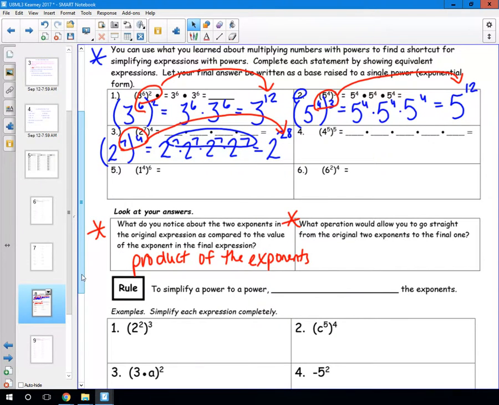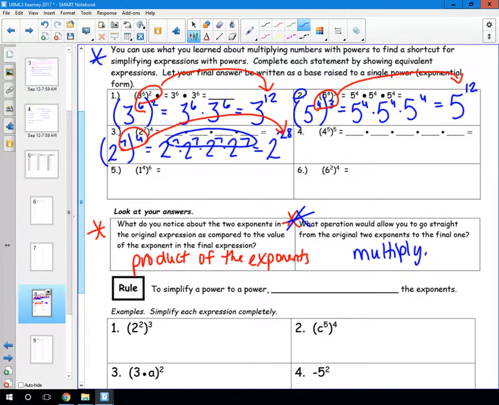So what do you think that you could do? So my next question is, what operation would allow you to go straight from the original exponent to the final one without having to expand it every time? What can you do with those exponents? Exactly. You can multiply them.